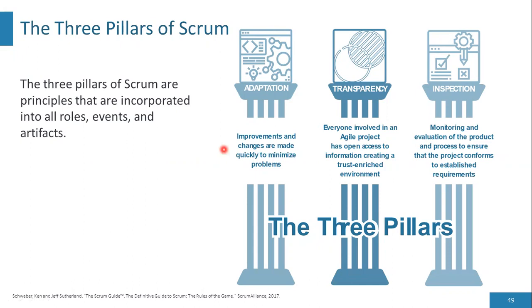Then we have the adaptation. Adaptation follows after inspection. Improvements and changes are made quickly to minimize problems. Adaptation is about being flexible, adjusting, being agile. Adaptation is making changes as needed and when needed, based on the inspection of the actual transparent progress and results. You see, this is how the adaptation combines with inspection and transparency.